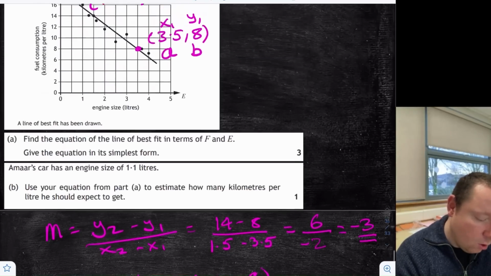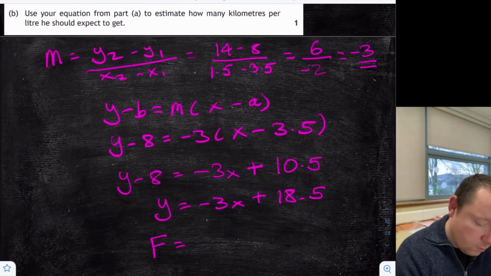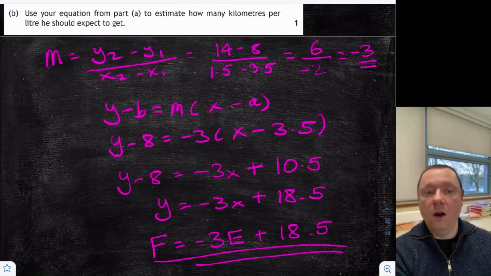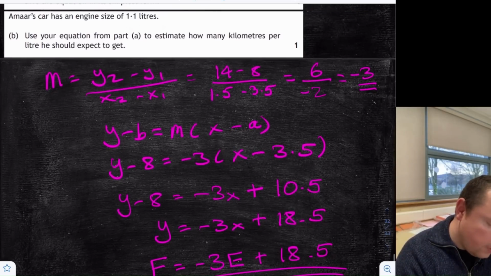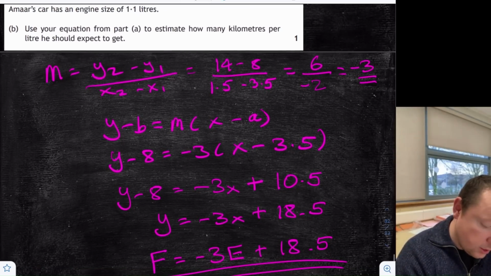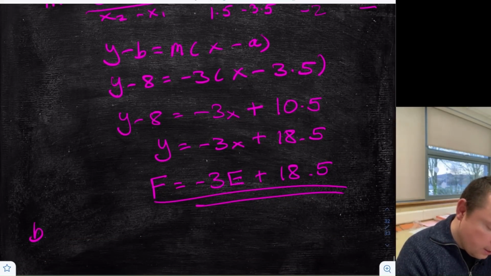But we need to swap our axes for f and e. So f equals minus 3e plus 18.5, for our final mark. Part B says use your equation to work out how many kilometres per litre he gets, which is f, and his engine size is 1.1. So for part B, e equals 1.1.